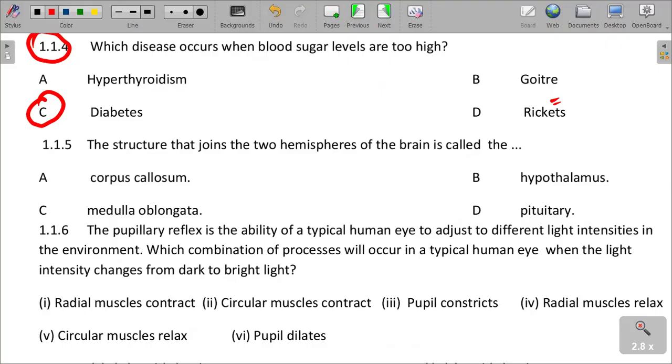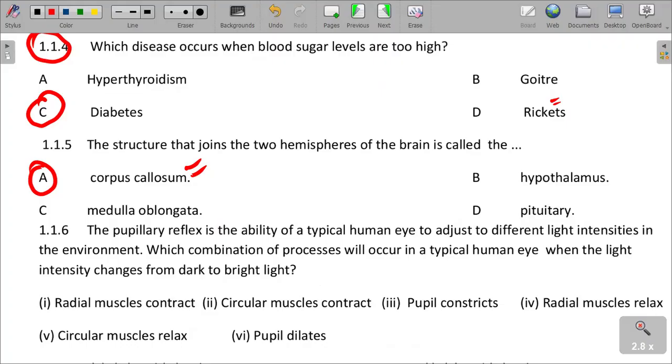The structure that joins the two hemispheres of the brain is called the corpus callosum. The two hemispheres of the brain are connected by the corpus callosum, which we find inside the brain. I'm sure you remember the right and left hemispheres, which are connected by the corpus callosum. And then the pituitary gland, which we said is the master gland, secretes a mass of hormones, which are also responsible for various conditions in the body.